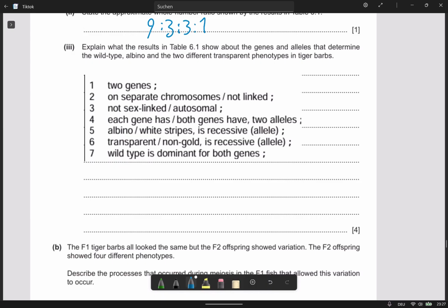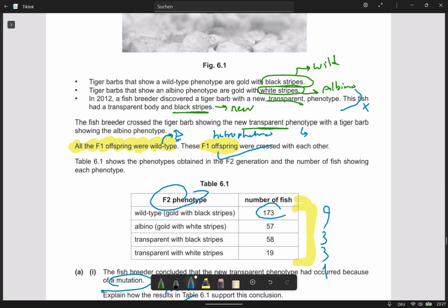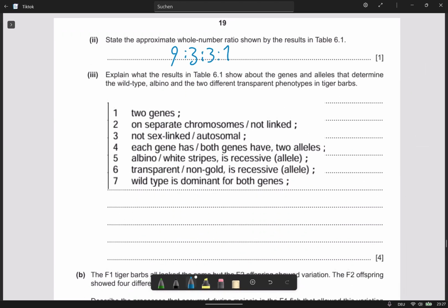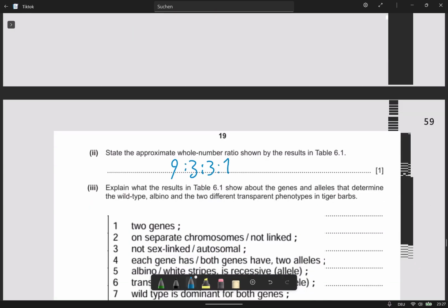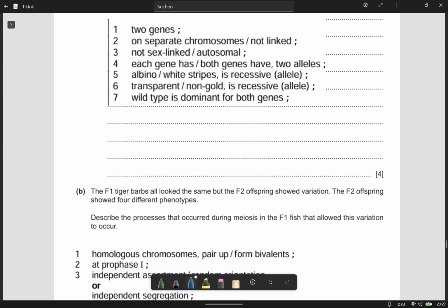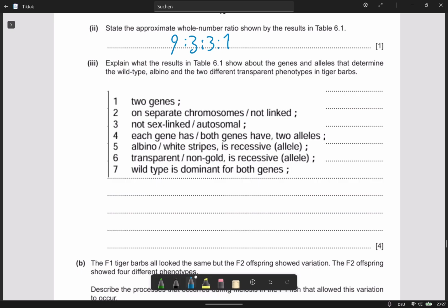Then we need to talk about the alleles. Okay, each gene obviously has two alleles, because there is no other option. It's either black or white stripes, or it's either transparent or gold color. So there are no other alleles. And in this case, the transparent is the recessive, while the gold is the dominant, and the white stripes are the recessive, and the gold stripe, was it gold or black? Yeah, the black stripes are the dominant. Okay, so the wild type is dominant for both genes. This is what we needed to know about the genes.